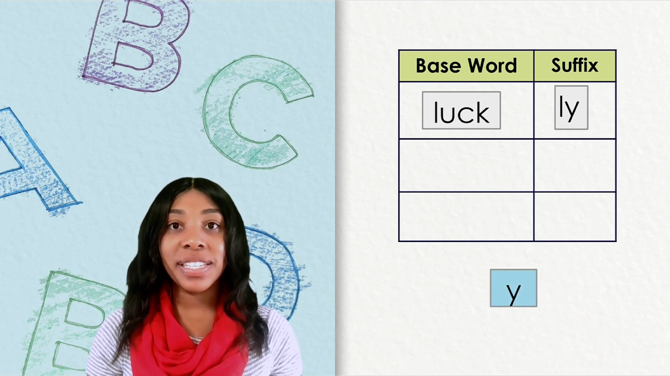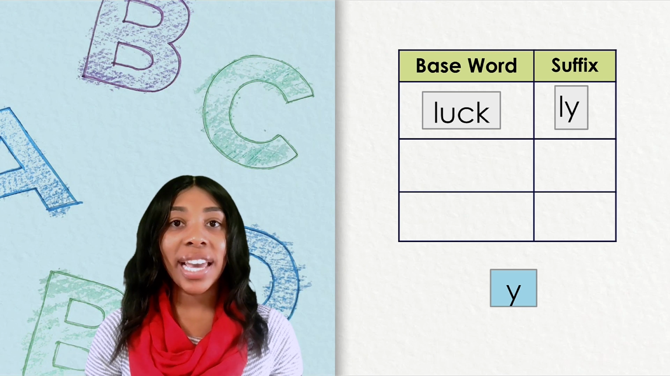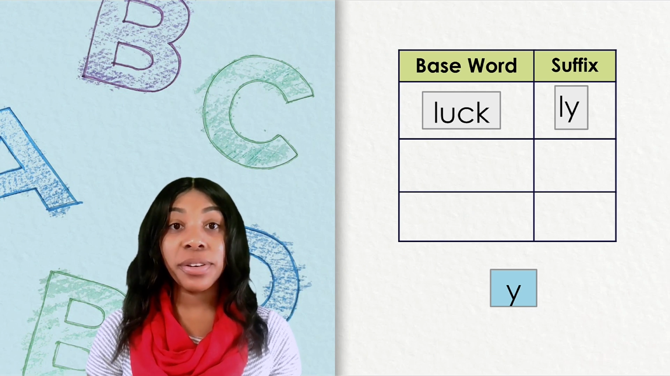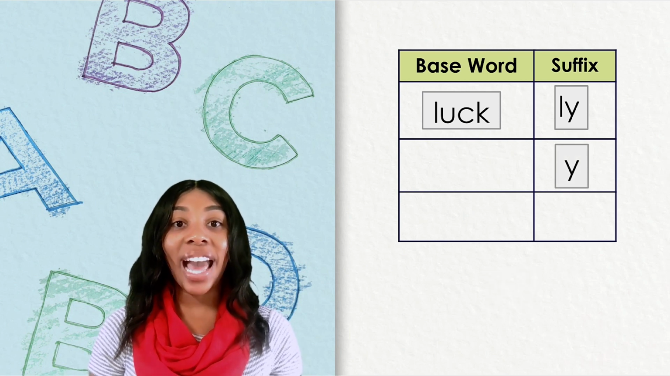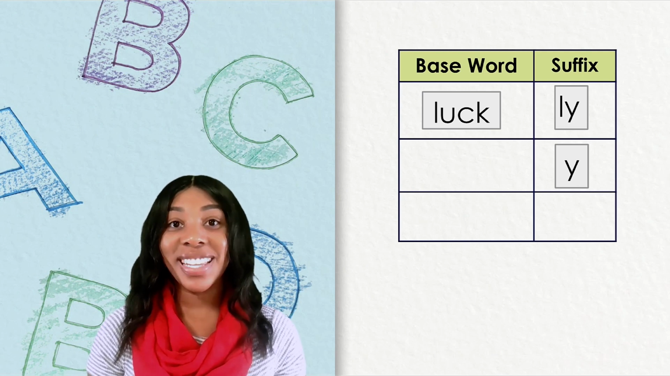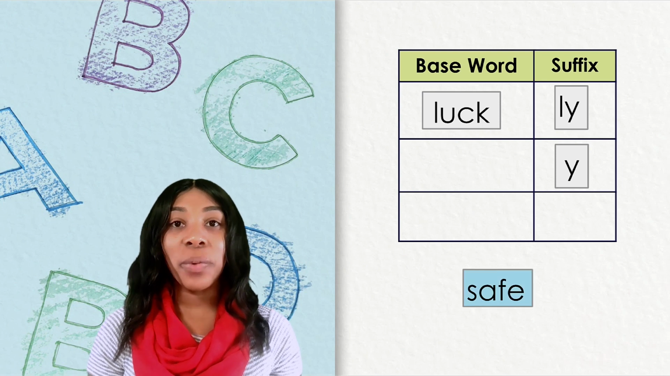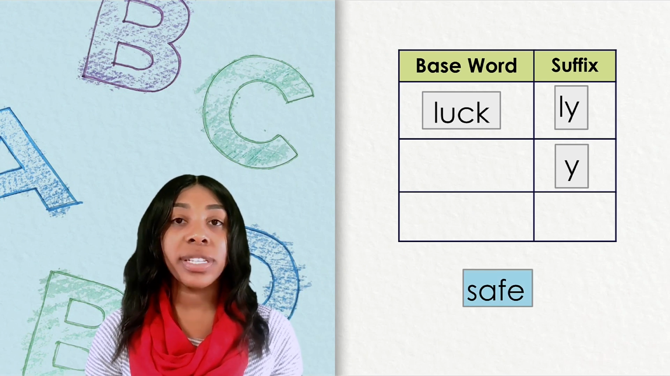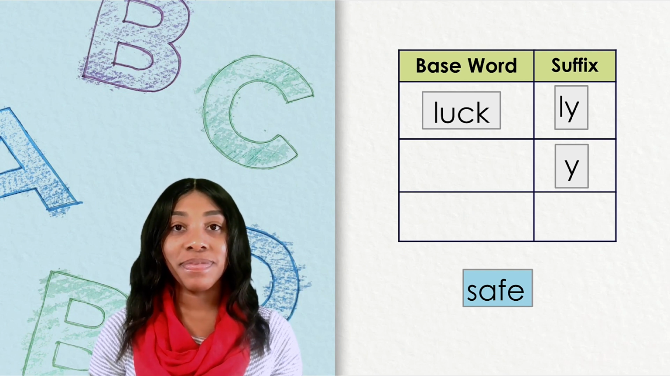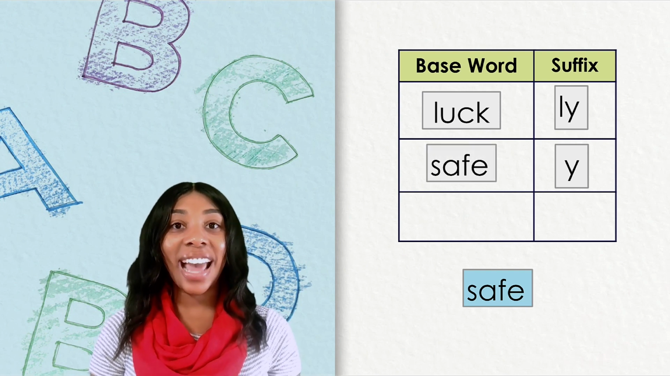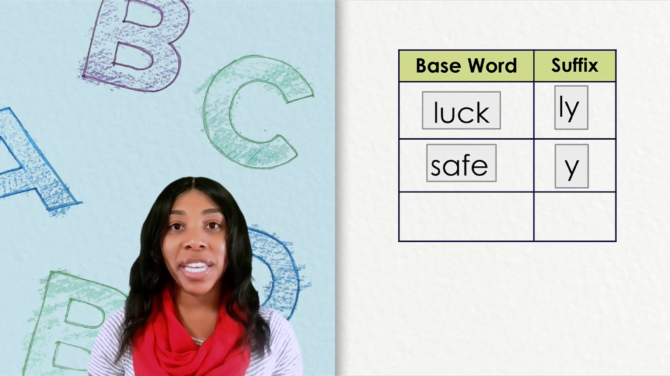Our next part is why. Is why a base word or suffix? Why is also a suffix. We can add it to the end of a base word to mean characterized by. Let's try another. We have the word safe. Is safe a base word or suffix? Safe is a base word. We can add affixes to this word to change its meaning.